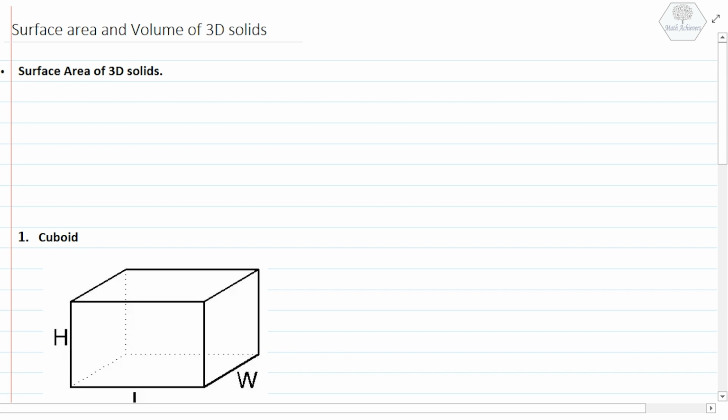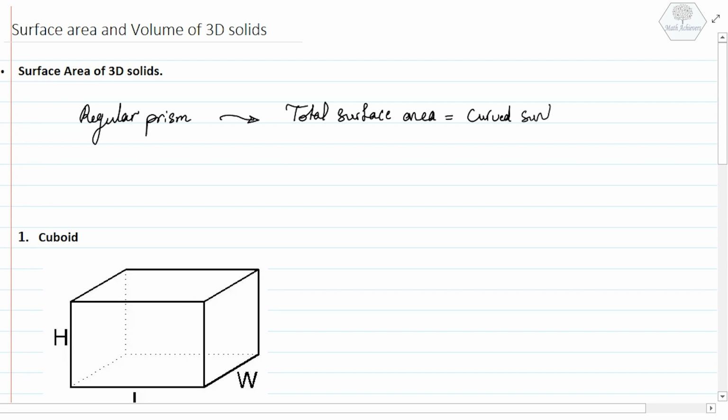But if the solid is considered to be a regular prism, then the total surface area is equal to the curved surface area plus the area of bases.